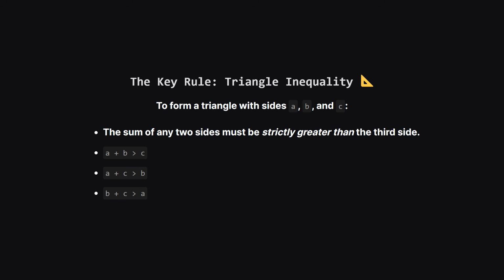Before we dive into solving it, we need to remember a fundamental rule from geometry, the Triangle Inequality Theorem. It's simple. For any 3 lengths to form a triangle, the sum of any 2 of them has to be strictly greater than the third one. If they're equal, you just get a flat line, which has 0 area.